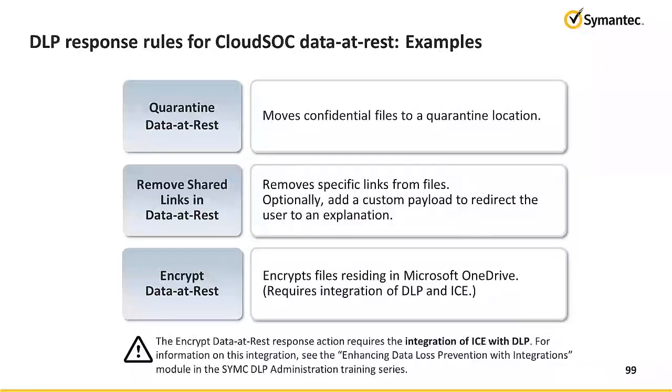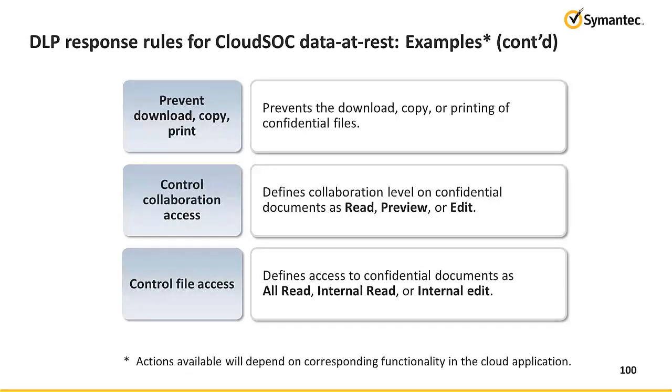You will notice that there are many more action options available to you when you are scanning data at rest on cloud applications, and only some of these examples will be discussed in this module. These options can include quarantining, removing shared links, and encrypting when DLP is integrated with ICE. Some additional DLP response rules for CloudSOC data at rest can include preventing the downloading, copying, or printing of confidential files. You can also control collaboration access on files by defining the collaboration level as either read, preview, or edit.